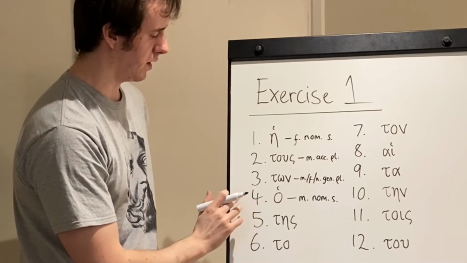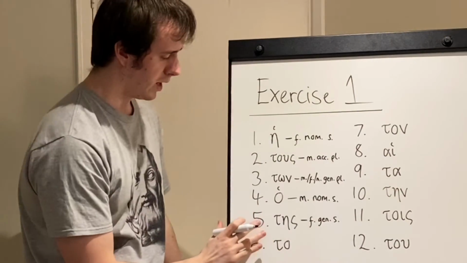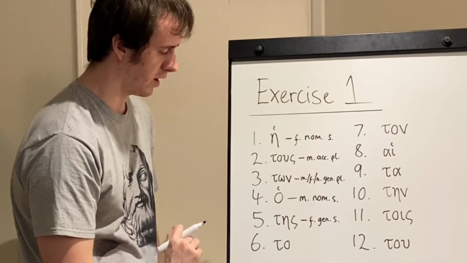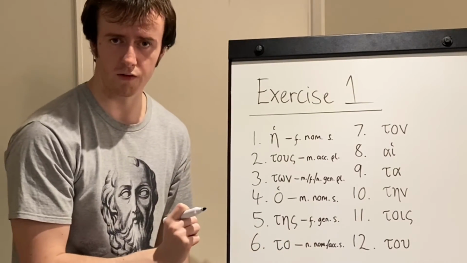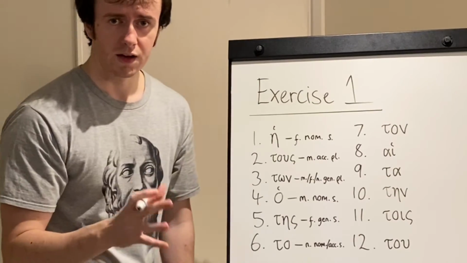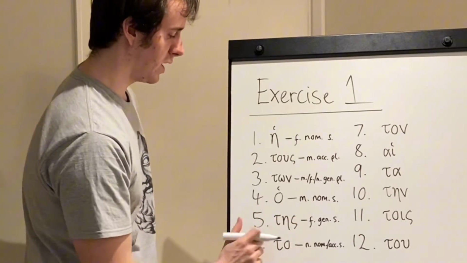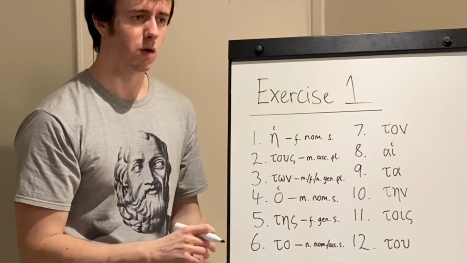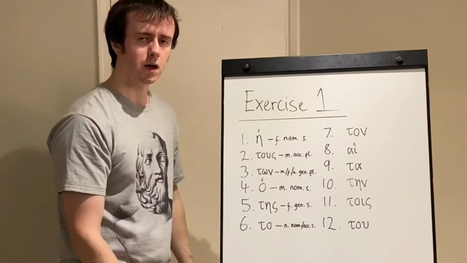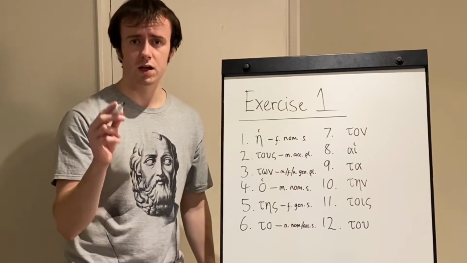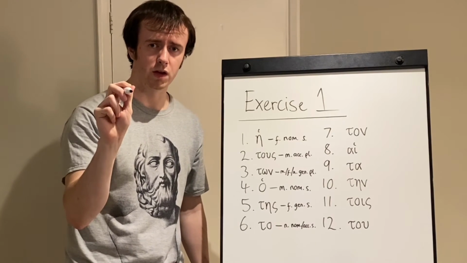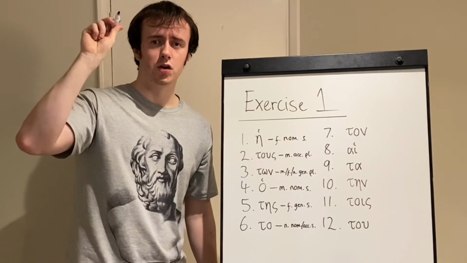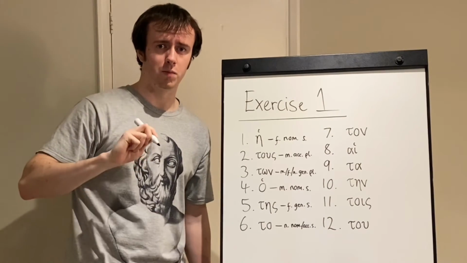Ho is masculine nominative singular. Tes is feminine genitive singular. To is neuter nominative or accusative singular. So once again, ambiguous, and we would know from the context whether it's applying to the subject or the object. A really crucial point here is that all ancient Greek neuter forms have an identical nominative and accusative form.